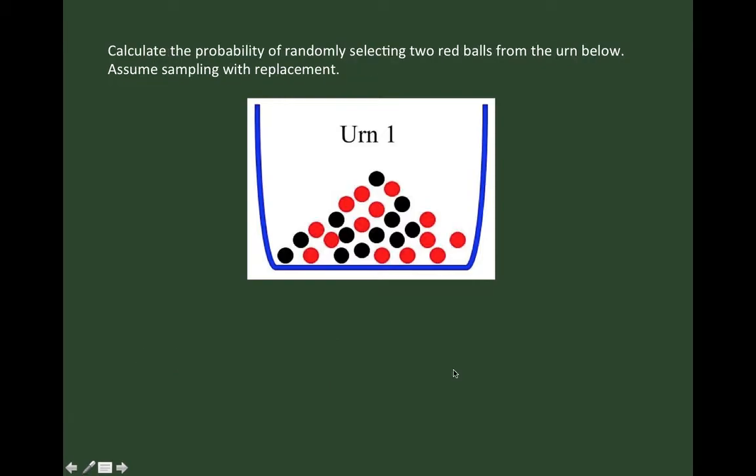Here's another problem, a little more complicated. What's the probability of randomly selecting 2 balls from the urn below? And we're going to assume that we're sampling with replacement, which means we pull a ball out, put it back in, and then make our second selection. So this probability is: first is red, and second is red.